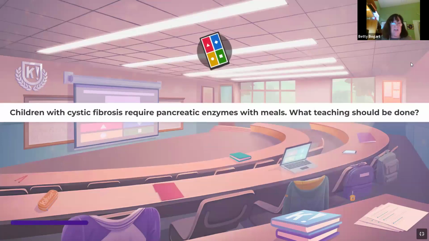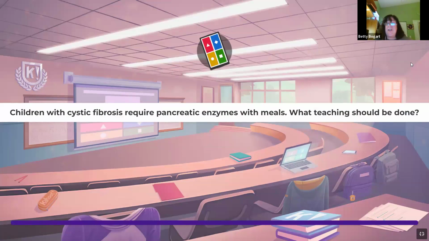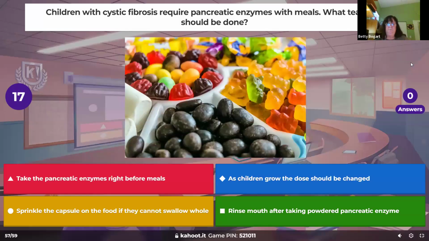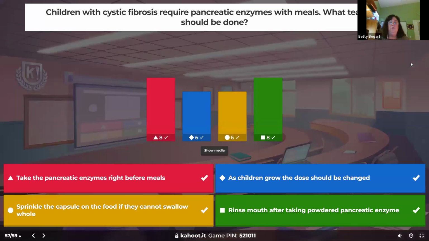Children with cystic fibrosis require pancreatic enzymes with meals. What teaching should be done? Right before a meal, sprinkle it on the food. Never chew those little beads. If it's powder, have them rinse. And the one that we all forget is to increase the dose as they grow.